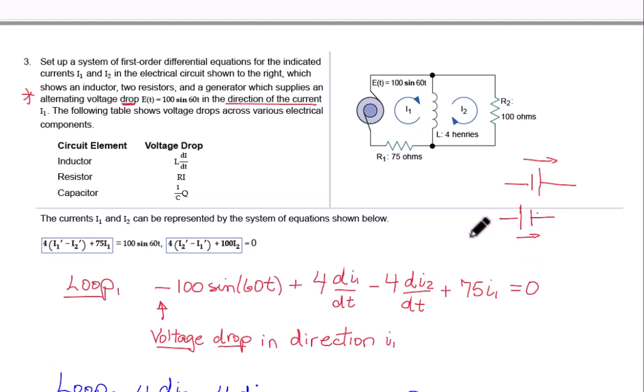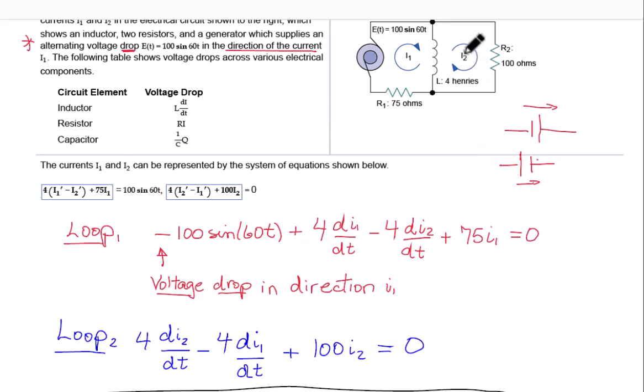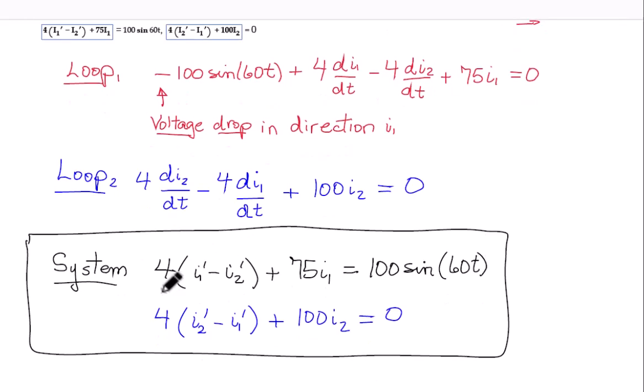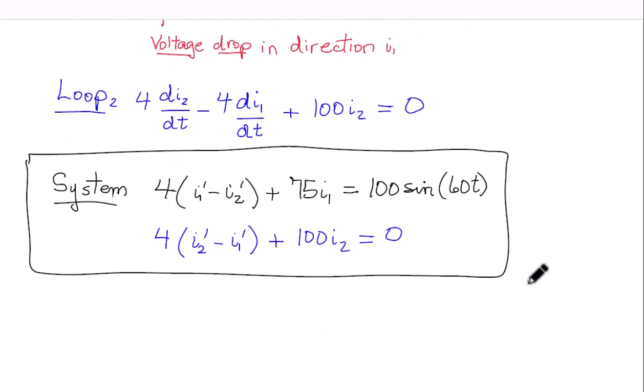And if I go across loop 2, all right, that's pretty easy. I'm coming across the inductor. All right, that's di2 dt. But at the same time, that's coming this way. I1 is going in the opposite direction. And I do have this voltage drop across the 100 ohm resistor. And so I do get my system of equations for this particular electrical network system. So this is our first look at systems in chapter 4.